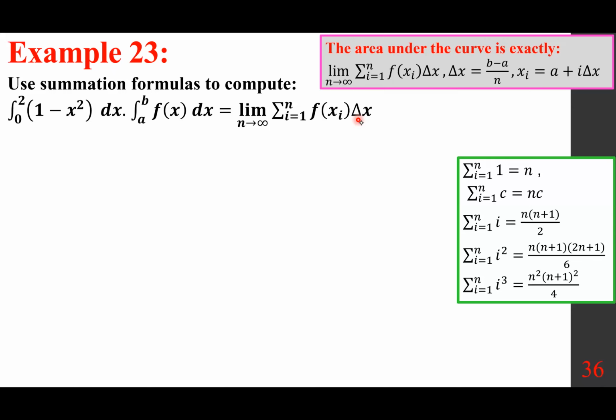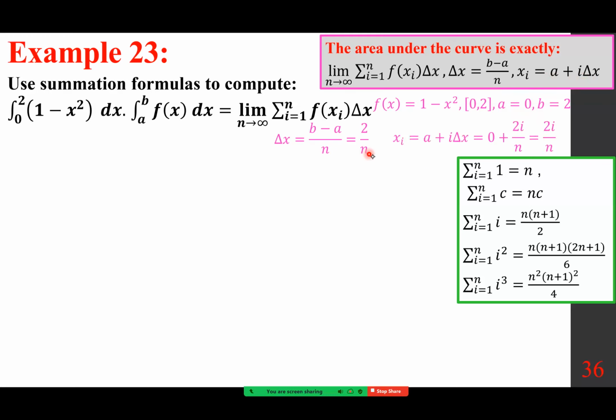So this is the function f of x, from 0 to 2. a is 0, b is 2. So that's to get us started. Delta x is b minus a over n, so 2 minus 0 over n. X sub i is a, 0, plus i times delta x. So it makes it 2i over n.